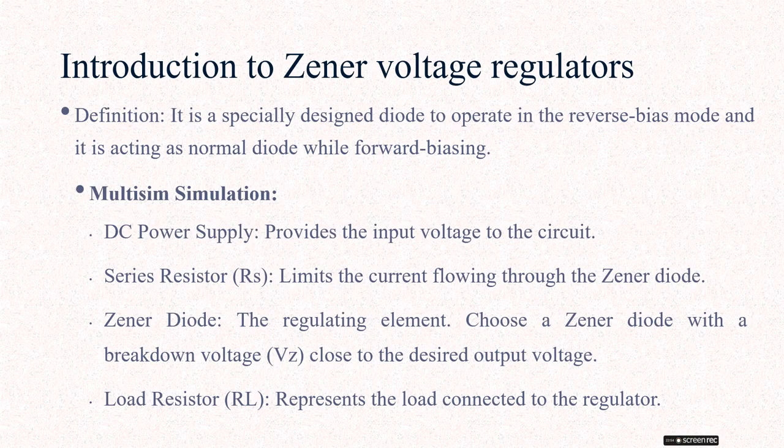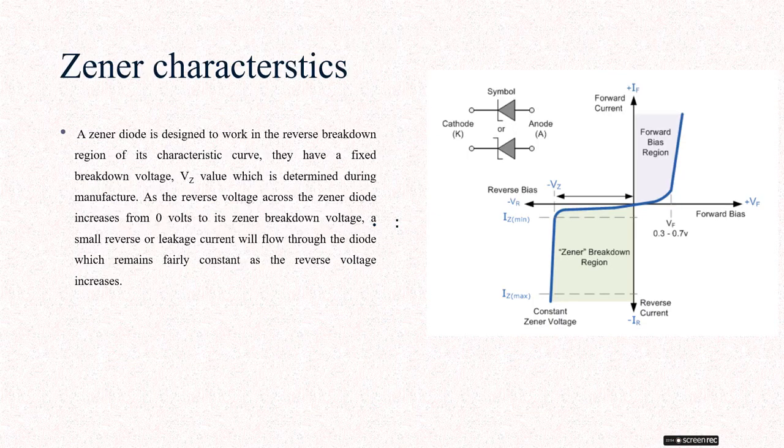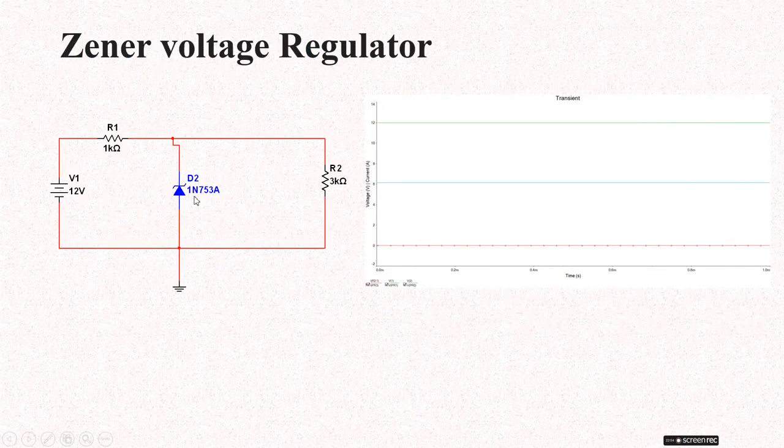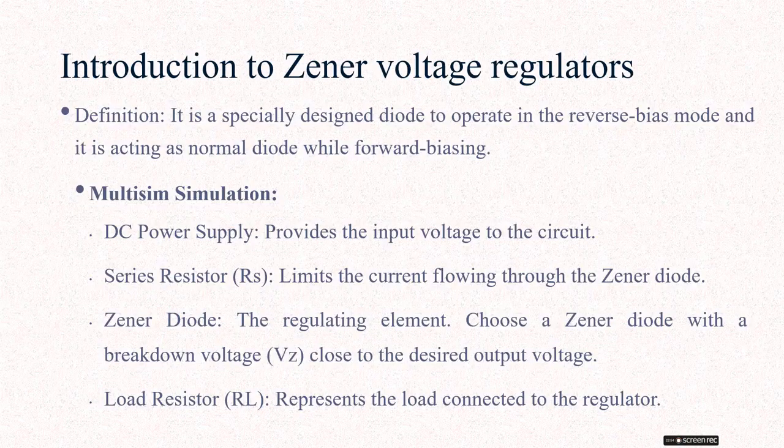So in the selection of the Zener diode, each Zener diode has a unique voltage level. In our design, we are using the 1N753A. Its breakdown voltage is 6.2 volts, and that is the clamping voltage. The knee voltage is 6.2 volts.